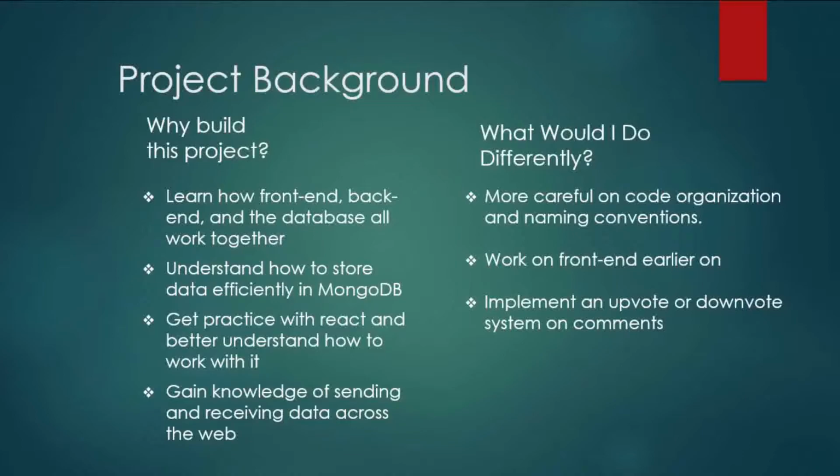So what would I do differently if I did this project again? I'd definitely be more careful with my code organization and naming conventions. As an application grows in scale, those little things make a big difference in making things easier on you. I would also work on the front end earlier. I feel like that would give me a better idea of what routes I need to build on my back end. And maybe not differently, but something I would like to do in the future on this project is an upvote or downvote system on comments. You see that all the time.